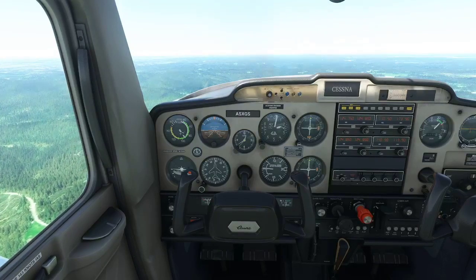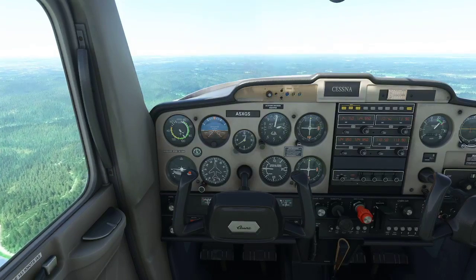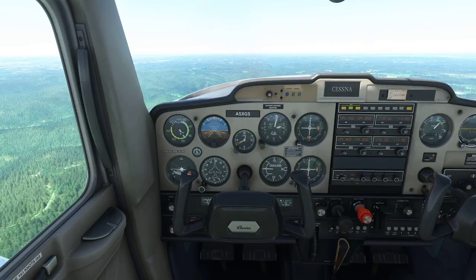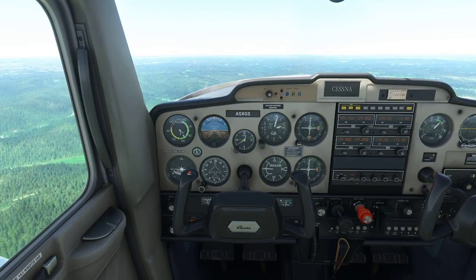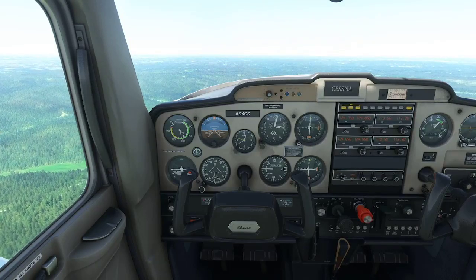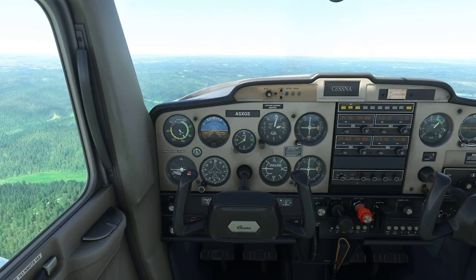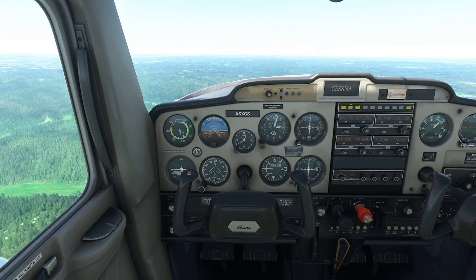So now we're basically trimmed for about 90 knots here. And I'm going to add just a little nose up trim. There we go. And there we have it. So that is descent to straight and level.